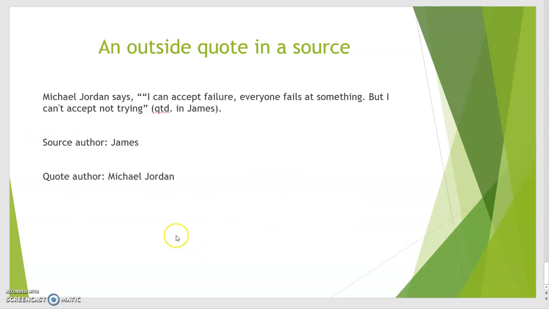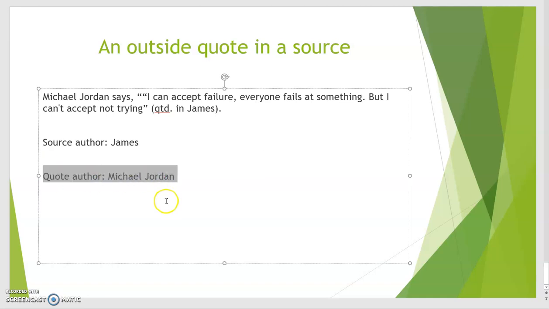Another scenario that sometimes comes up is if you have an outside quote in a source. So for example, let's say that this is from a source where the author's last name is James, but James is quoting Michael Jordan. So you need to give credit to James because that's the author of your source, but you also need to give credit to Michael Jordan because he's the person who said the quote. So what you would do in this scenario is you would start with who said the quote. I'm going to get rid of those extra quotation marks. So Michael Jordan said the quote.